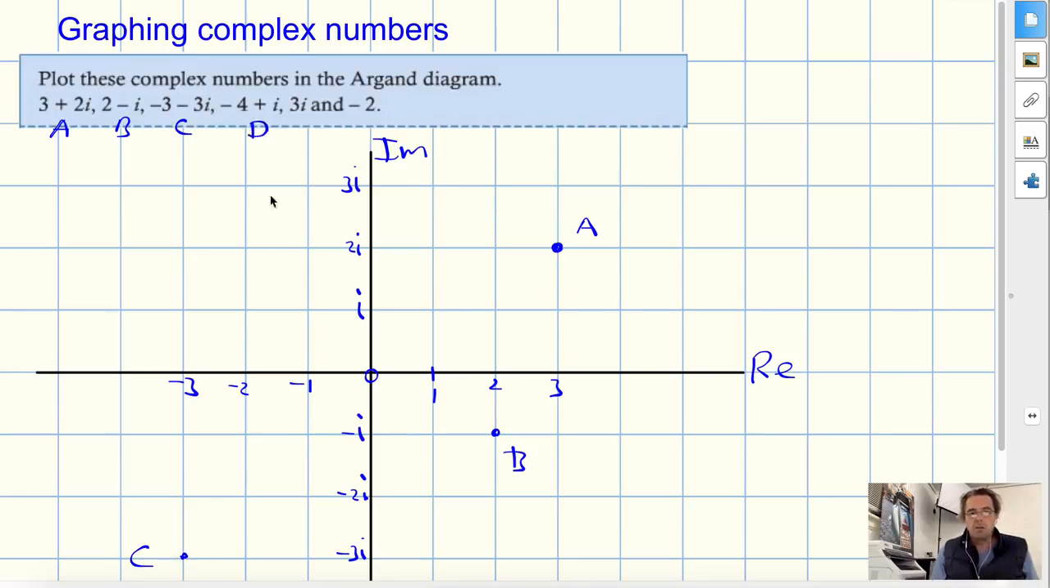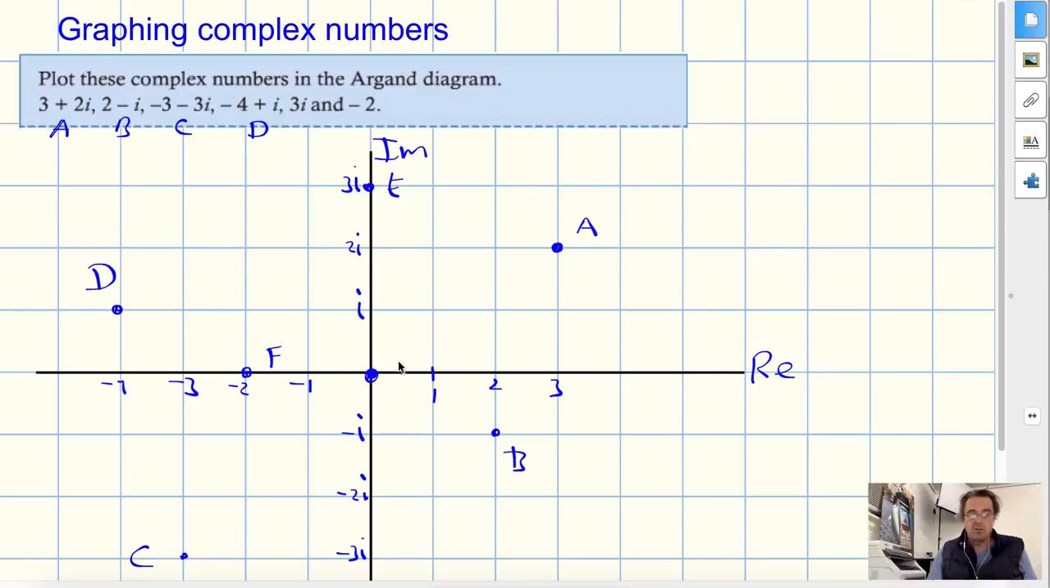-4 plus i is there, D. 3i is right here, E, and -2 is here, F. There they are. Now the beauty of this is that, coming up? No, not quite, but a bit later we can find the distance.